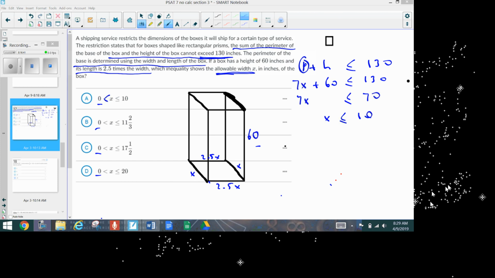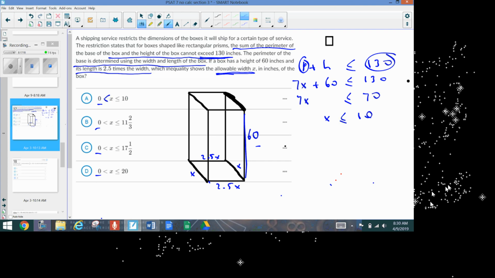Good question. Then it's saying that the perimeter of the figure plus the height is less than 130. Perimeter plus height less than 130, and height is given, which is 60. How to find perimeter? We're going to add the dimensions of the base: x plus 2.5x plus x plus 2.5x is equal to 7x. And I subtract 60 from both sides. That becomes 70, divided by 7 on both sides. x is less than or equal to 10. So one side of the figure can be a maximum of 10 inches.